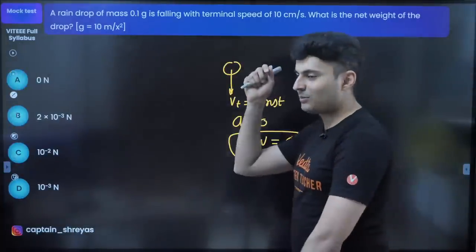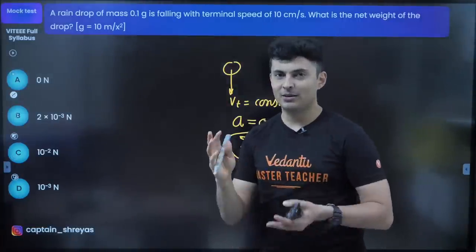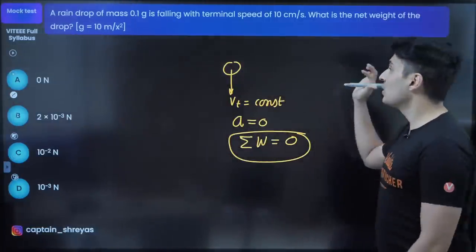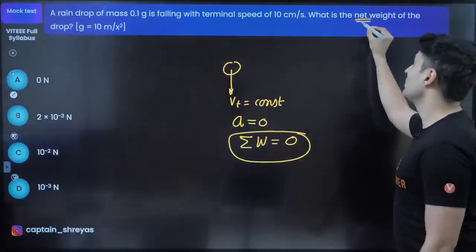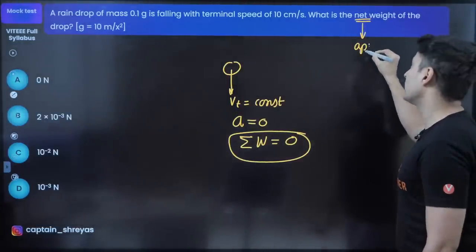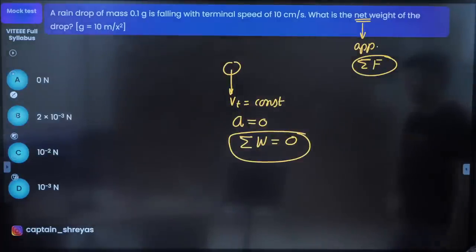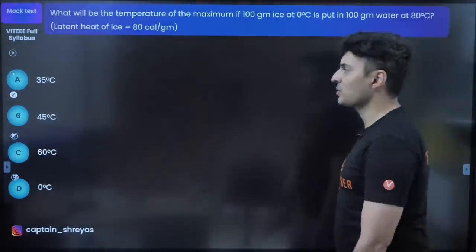All the buoyant forces are being balanced by the weight and the viscous forces. So apparent weight will be zero. Net weight. It's not the weight, it's the net. So this net means the apparent weight. It's the sum of all the forces. That's it. That's the answer. Moving on to the next question.